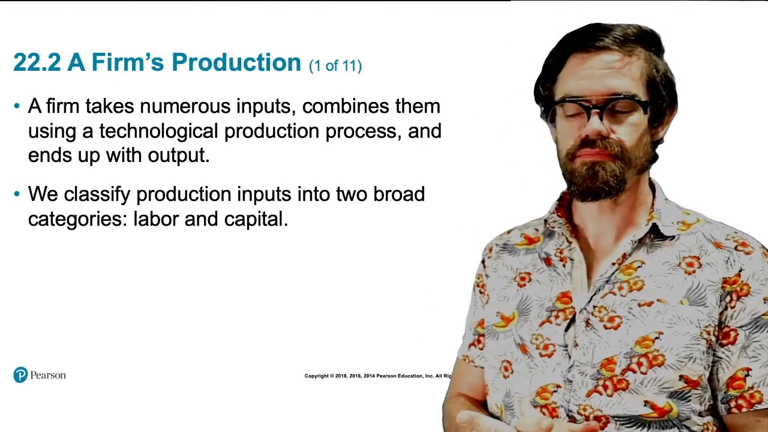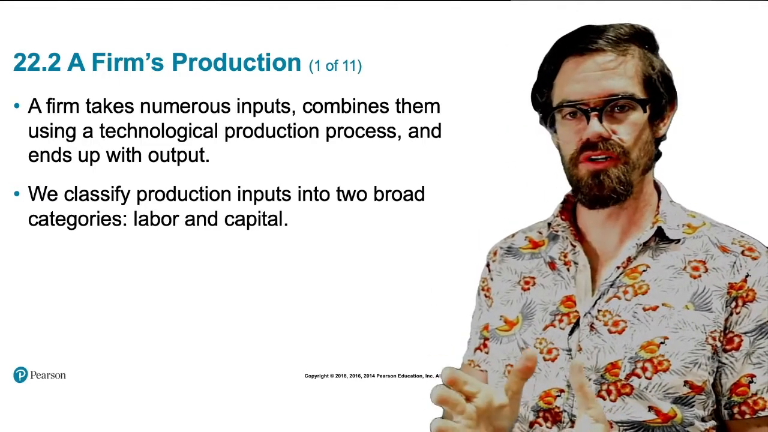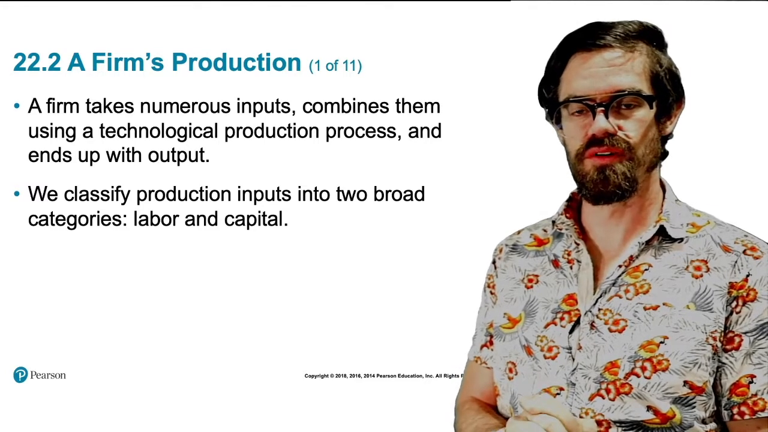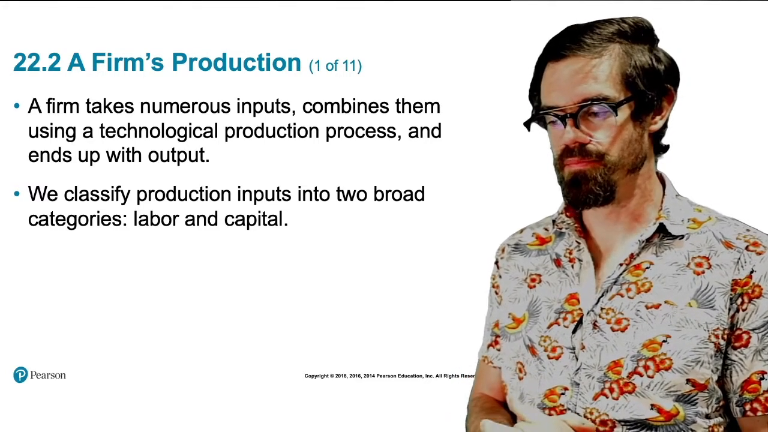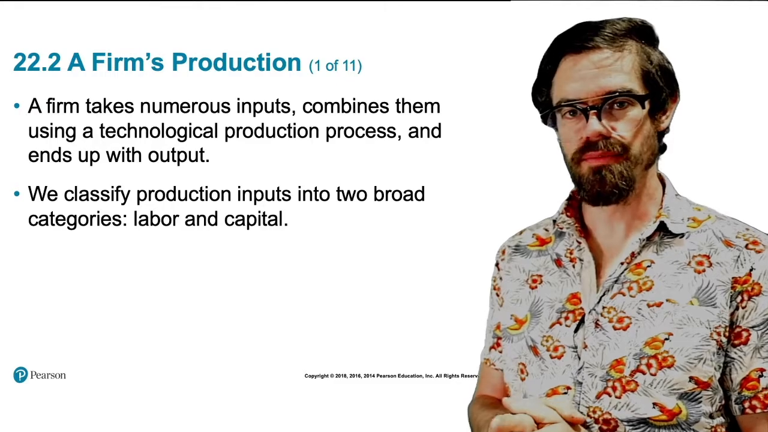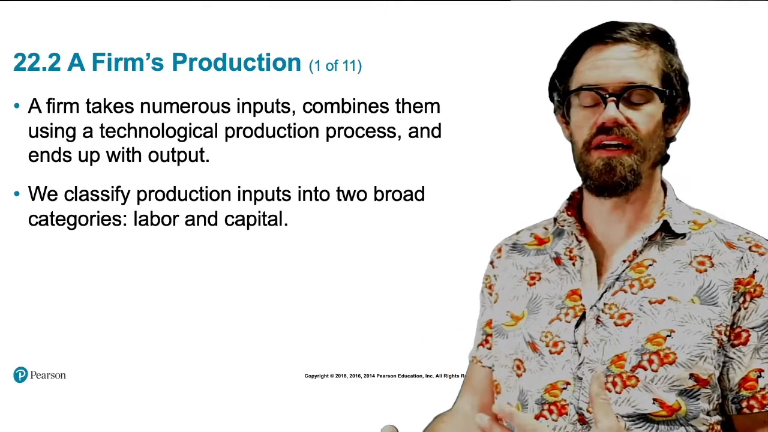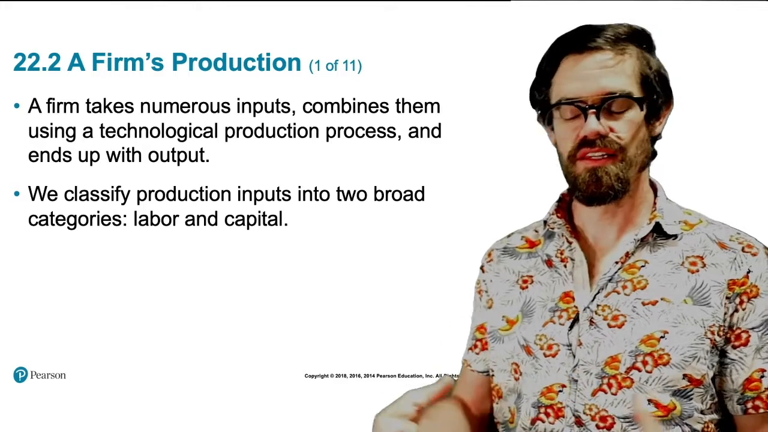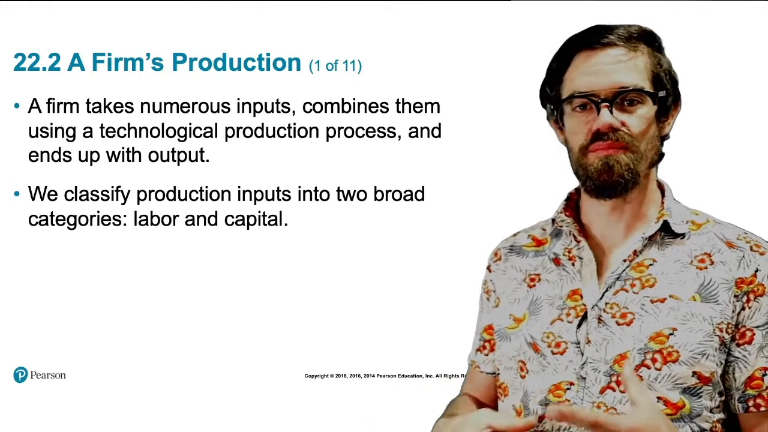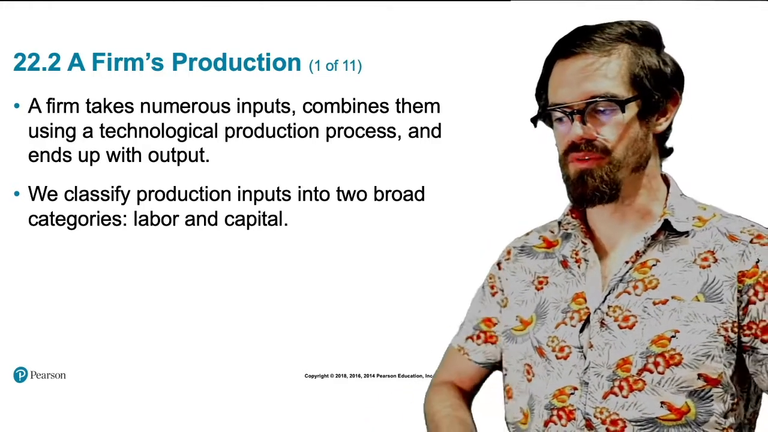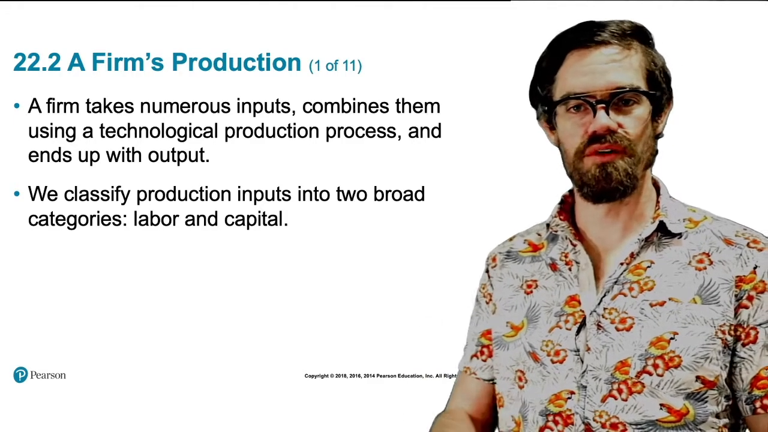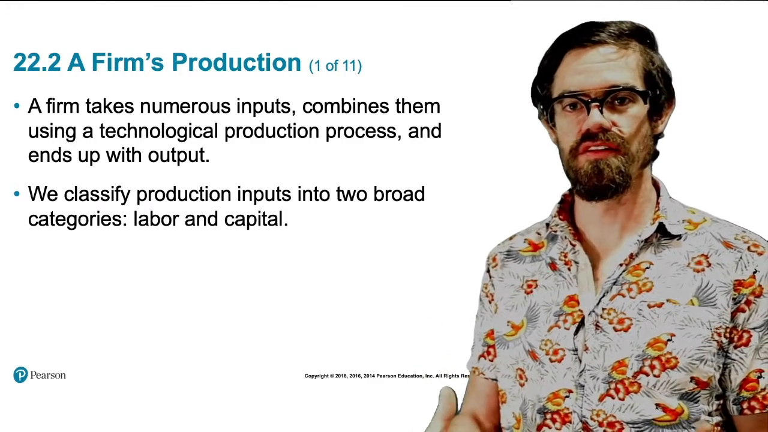Okay, so now we're going to look at a firm's production. In case you weren't aware, the way that businesses produce things is that they combine several different inputs, they bring them together, and those inputs are combined in such a way that they produce an output, which is basically the firm's product that it's going to sell.